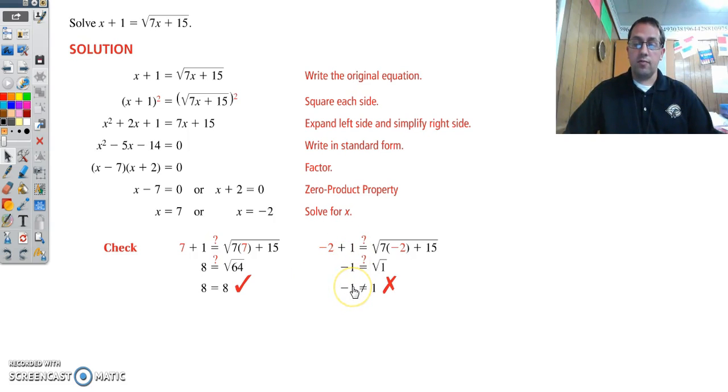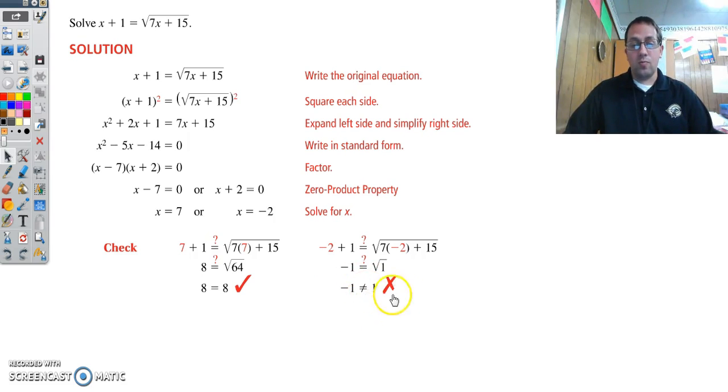-2 plus 1 is -1. And 7 times -2, sorry, is -14, plus 15 is 1. Square root of 1 is 1. And so -1 equals 1. No, it doesn't. -1 doesn't equal 1.